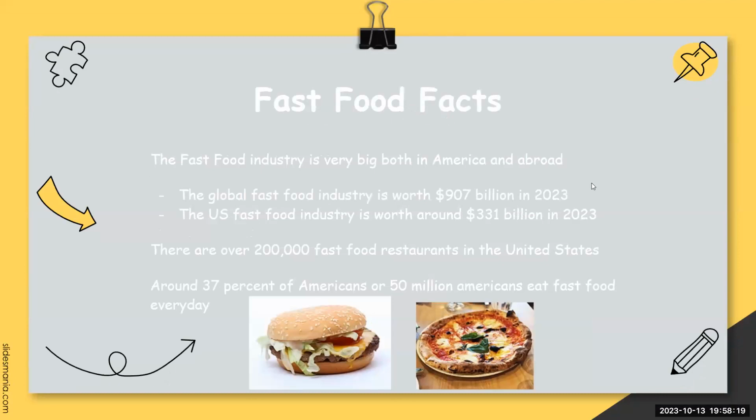The fast food industry is very big both in America and abroad. The global fast food industry was worth $907 billion in 2023, while the US fast food industry is worth around $331 billion. There are over 200,000 fast food restaurants in the United States, and around 37% of Americans, or 50 million Americans, eat fast food every day.